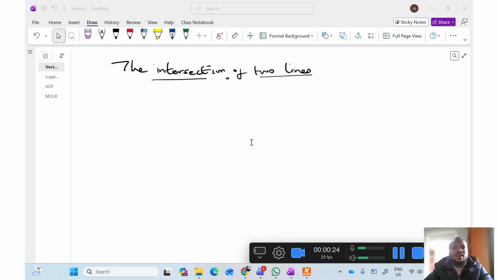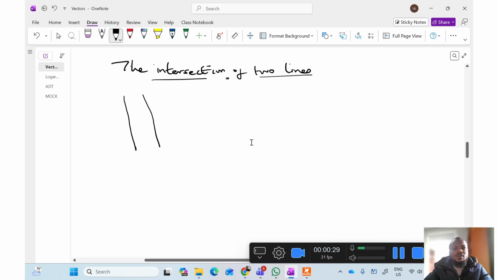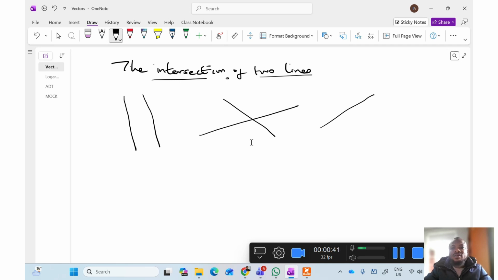So if I have two lines, let's take for example these two lines. These two lines are parallel. Don't mind my drawing. These two lines are intersecting. And these lines, let me draw this way, are skewed. So these are two parallel lines, these are two intersecting lines, and these are skewed lines. So these are what we mean by intersection of two lines.